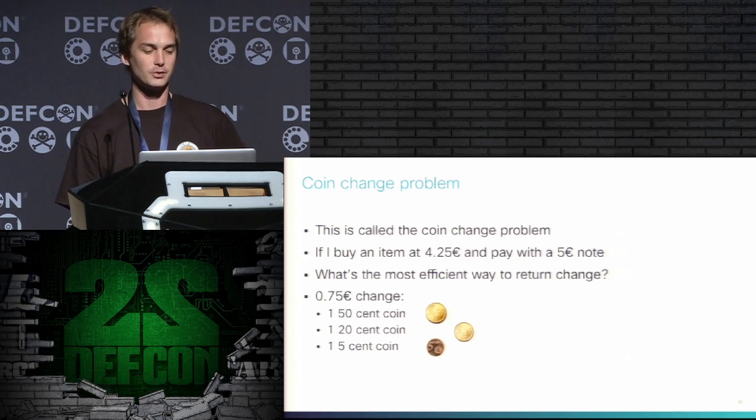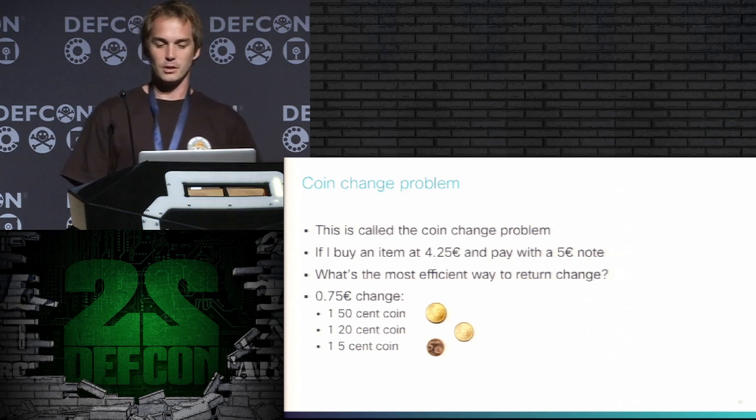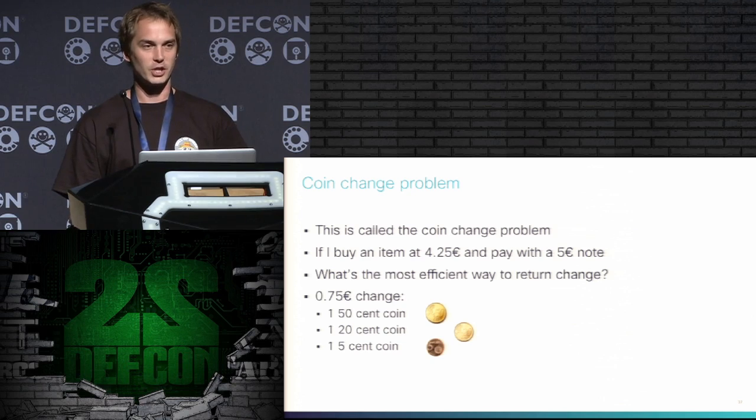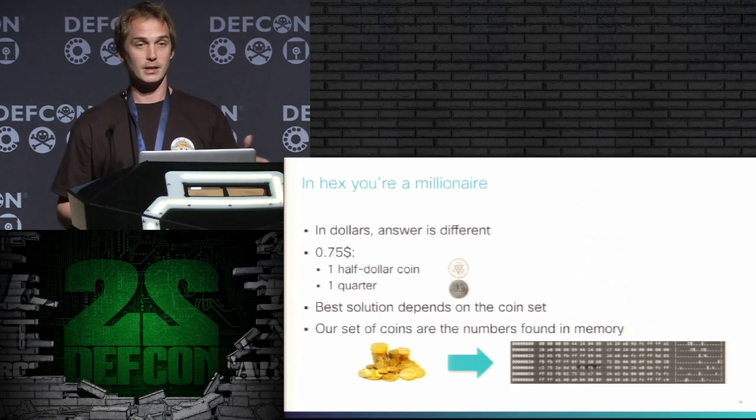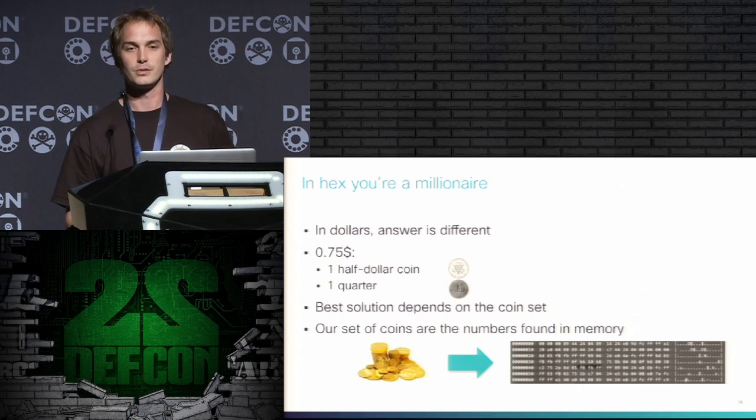That's something we know how to do pretty easily. In Europe, we'd give back a 50-cent coin, a 20-cent coin, and a 5-cent coin, right? So that's the coin change problem: what's the most efficient way of giving money back to someone who's paid you for an item. If you look at this problem in dollars, the answer is different. You're looking for the same thing, 75 cents, so in the US you'd give a 50-cent piece and a quarter. So the solution depends on your coin set, and here it depends on the numbers you found in memory.